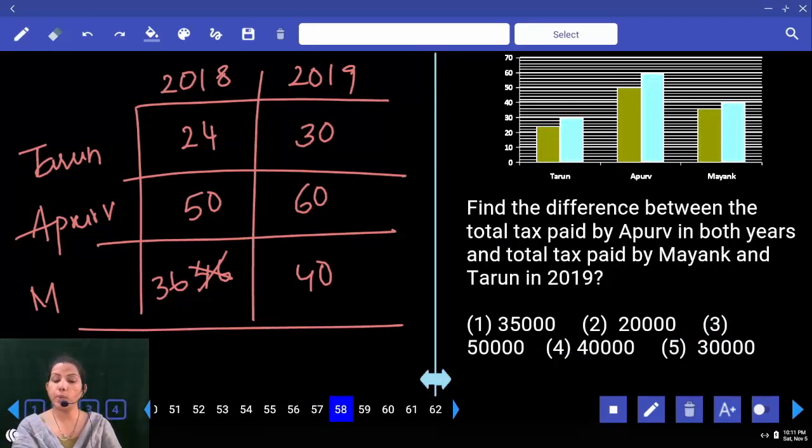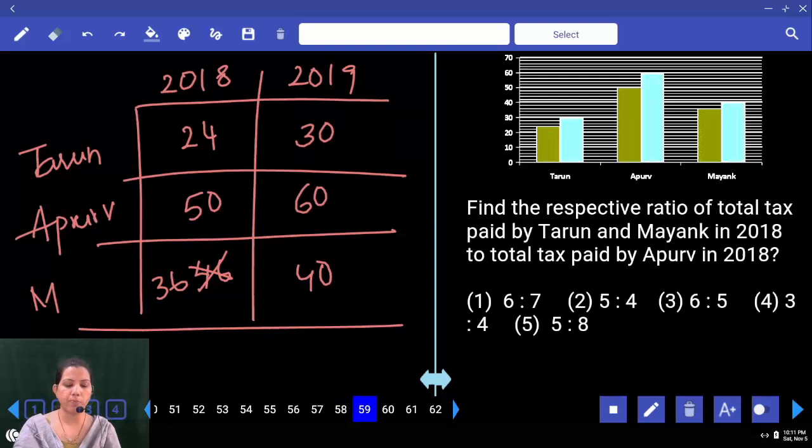Find the difference between the total tax paid by Apurva in both the years. This is 110, Apurva together 110. And the total tax paid by Mayank and Tarun in 2019, 70. The difference of 110 and 70 is 40,000. Fourth option. The answers are in thousands, so the option is 40,000.